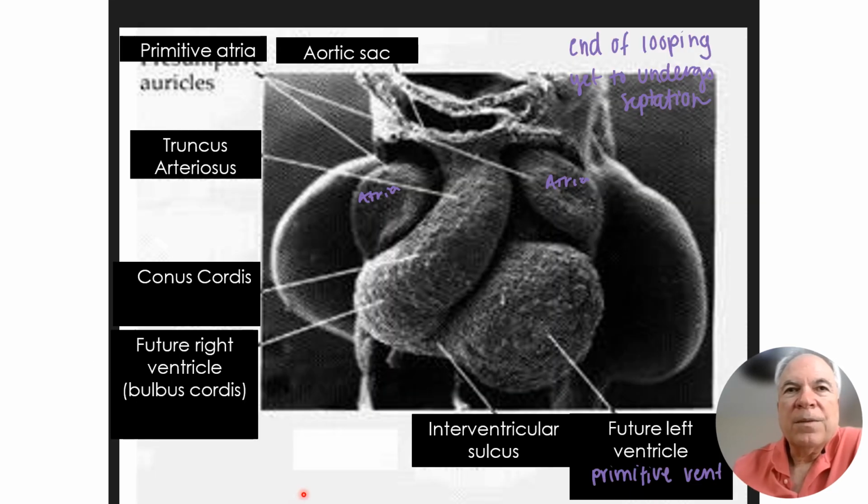Okay, so let's see what we got here. We have the atrium at the top. We have the truncus arteriosus, which is one big vessel, which is going to septate into the pulmonary artery and the aorta. The right ventricle here, future left ventricle here, but they're all connected. And here's this intraventricular sulcus that's going to form between the two ventricles. It's a little bit better than the previous picture.